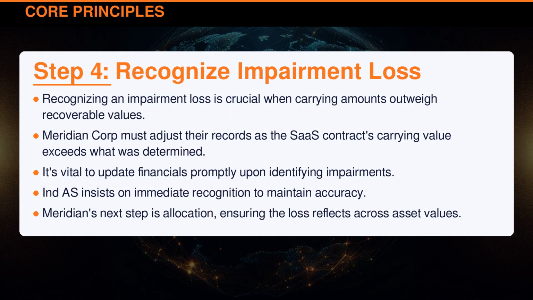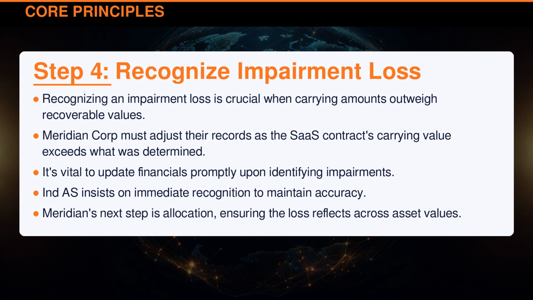Recognizing an impairment loss is crucial when carrying amounts outweigh recoverable values. Meridian Corporation must adjust their records as the SaaS contract's carrying value exceeds what was determined. It's vital to update financials promptly upon identifying impairments. Indian accounting standard insists on immediate recognition to maintain accuracy.